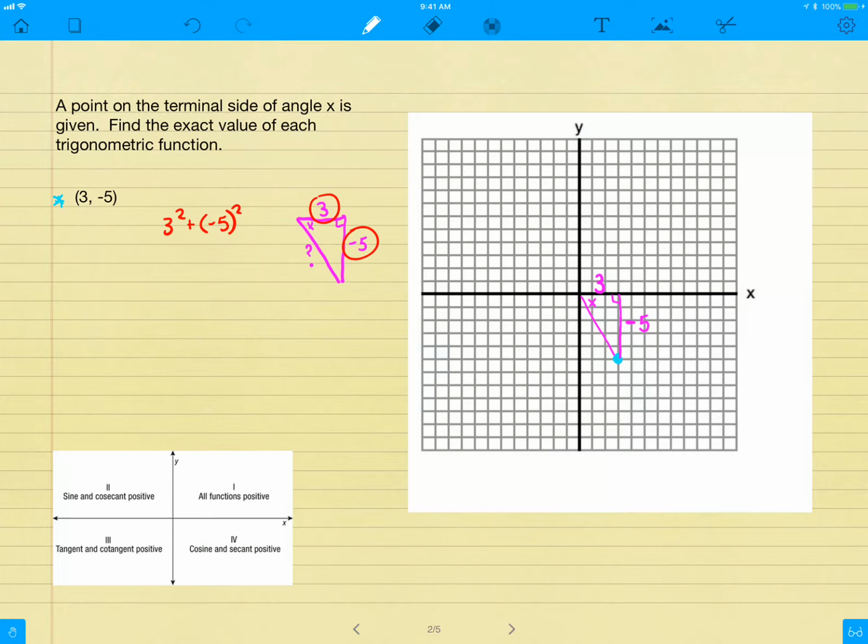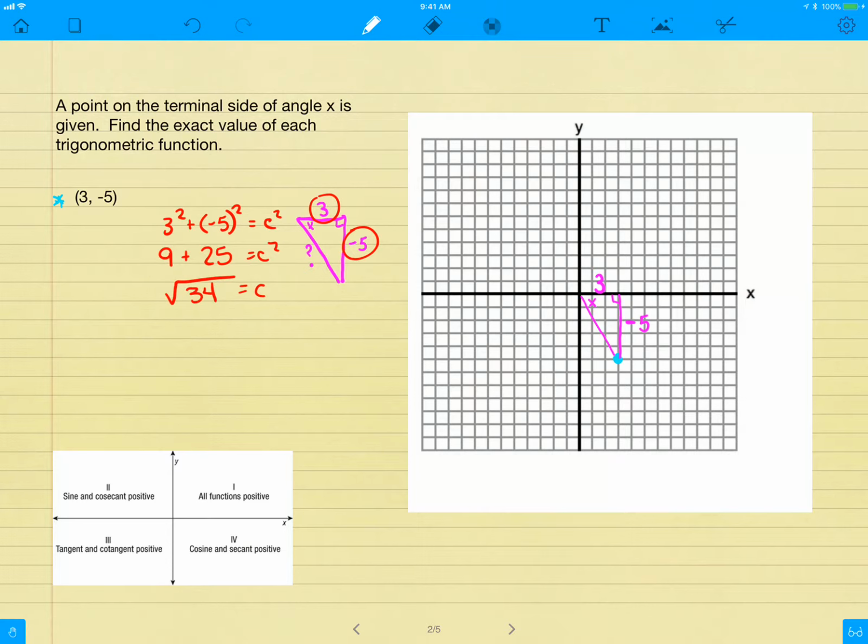I don't care if one of the legs is missing on whatever problem you're doing, but that's how you set up the Pythagorean theorem. The question mark, I'll call it C. That's c squared. So this is 9 plus 25 equals c squared. To solve for c, you take the square root of this number, which is 34.